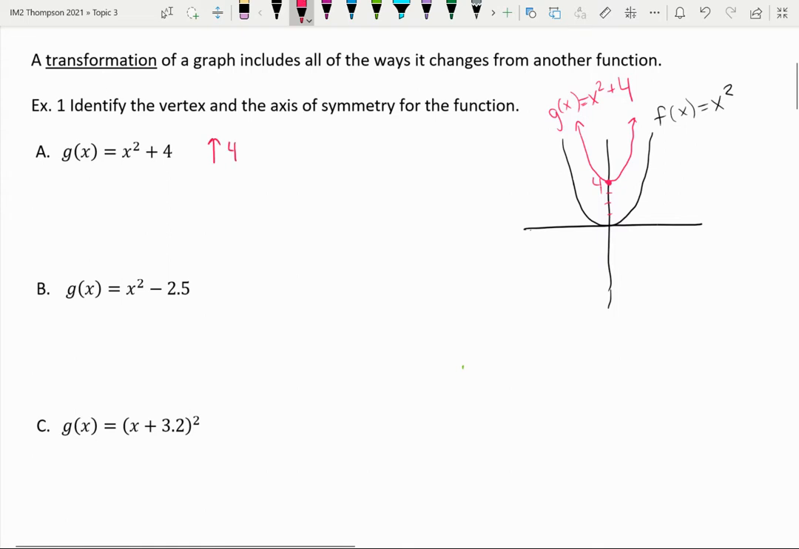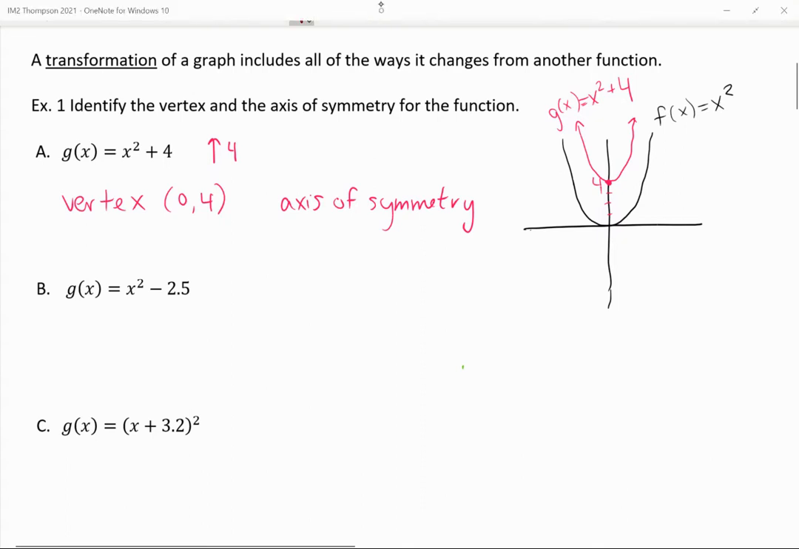And the question asked me to identify the vertex and the axis of symmetry for the function. So let's talk about that. The vertex is no longer at 0, 0, right? That point where the graph changes direction is now at 0, 4. And reviewing this idea of axis of symmetry.